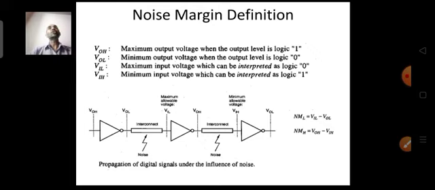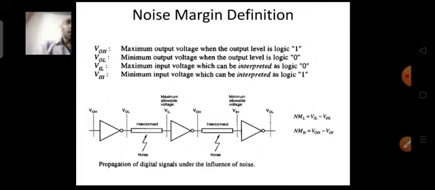Now, to calculate the noise margin for any circuit, we have to calculate these four important voltage values. If you are able to calculate these four voltage values, then by substituting them directly in these equations, we can calculate the noise margin.